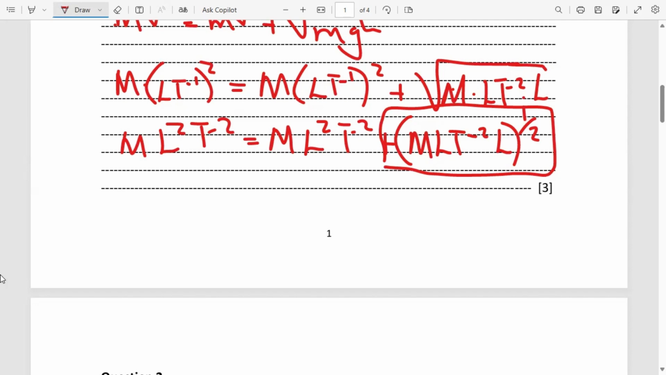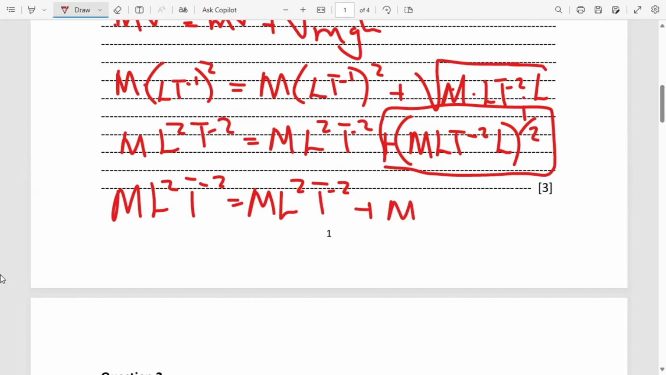Okay, so this is the same as I'm having my M L squared T to the power minus 2. This will be equal to M L squared T to the power minus 2 plus, I'm going to have my M multiplied by half, like this. Then this L multiplied by that L is going to give us L squared, which means L to the power 2. And we're going to have L to the power 2 multiplied by half like that, which is going to basically give us 1. So it's the same as I just discard that and leave it like that.